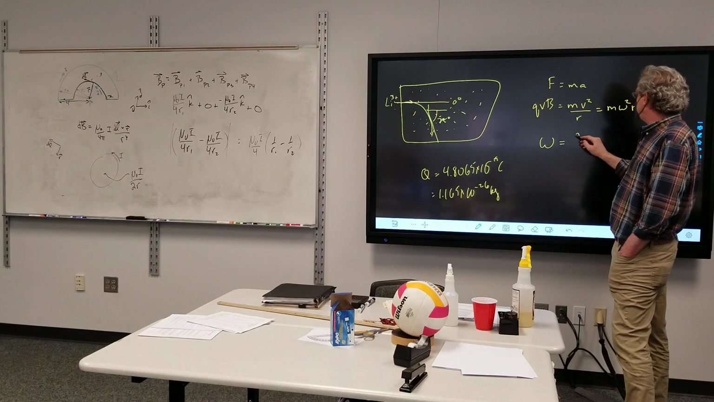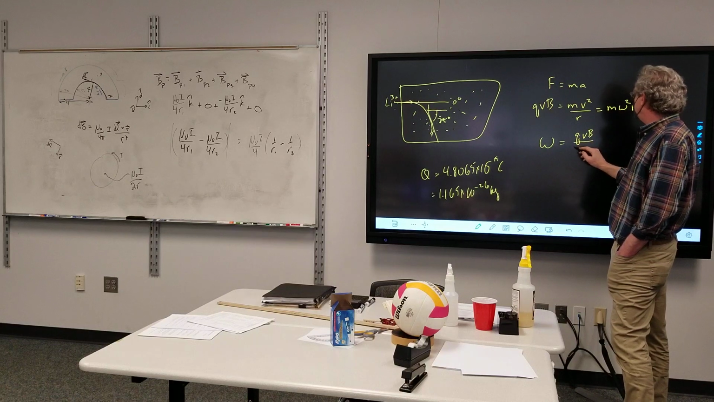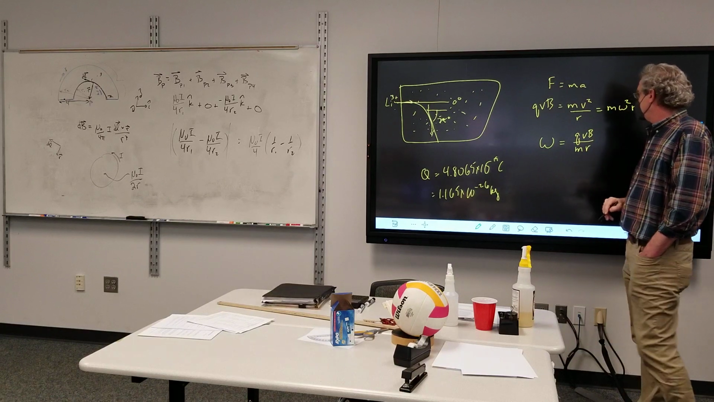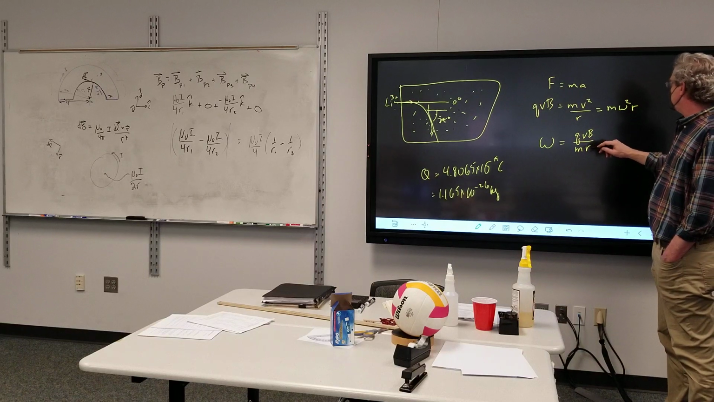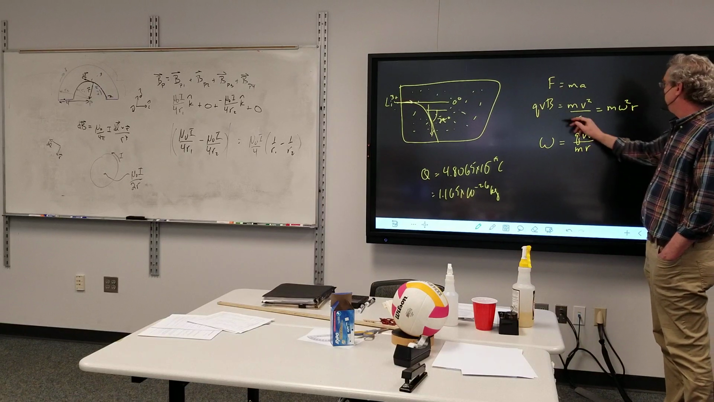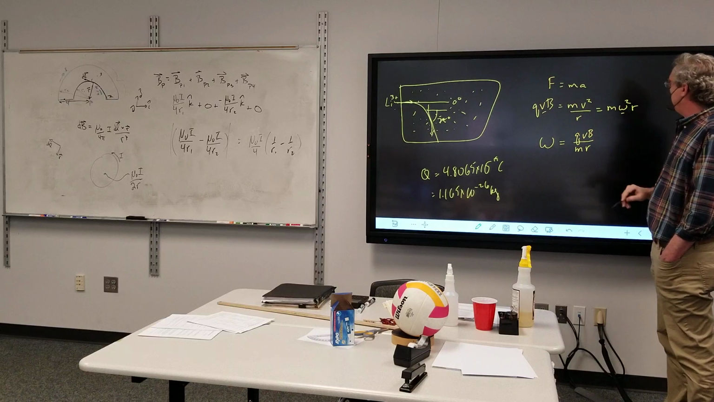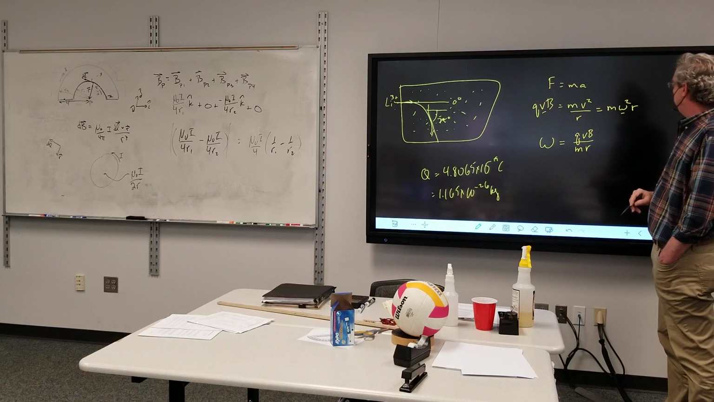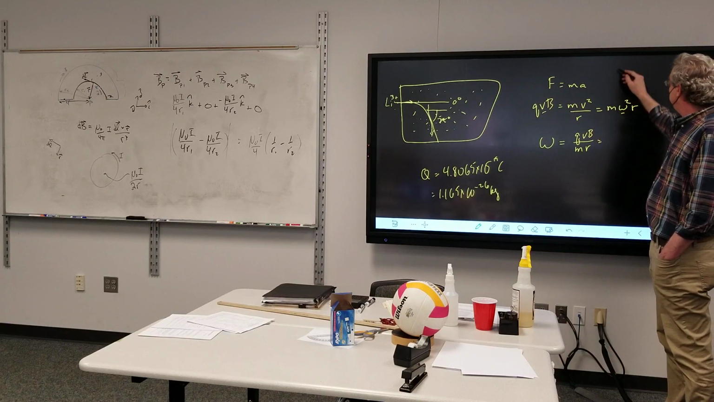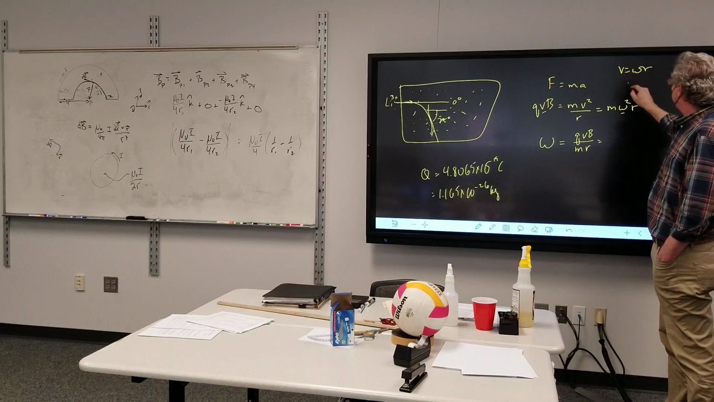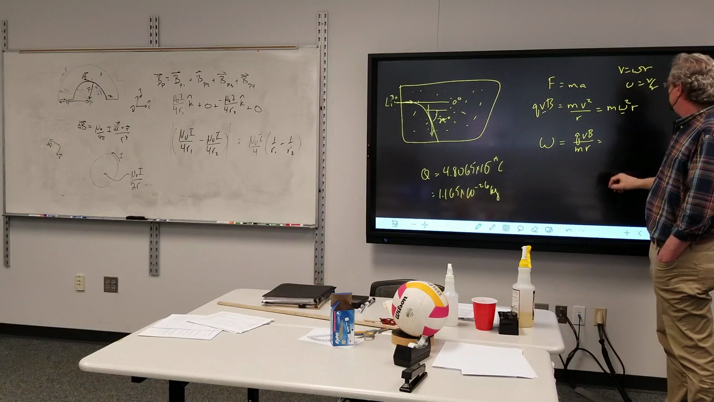It is equal to qvB over mr. I know q, I don't know, oh, I got a v and an omega there. I gotta get them in terms of the same thing. V is equal to omega r, or omega is v over r.